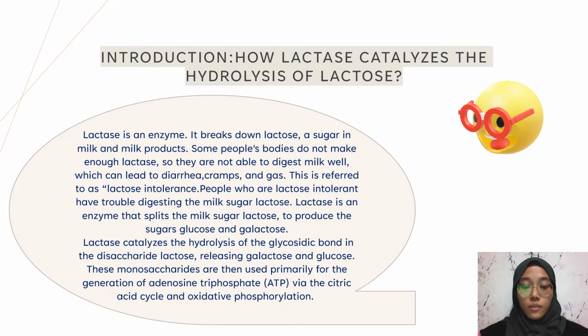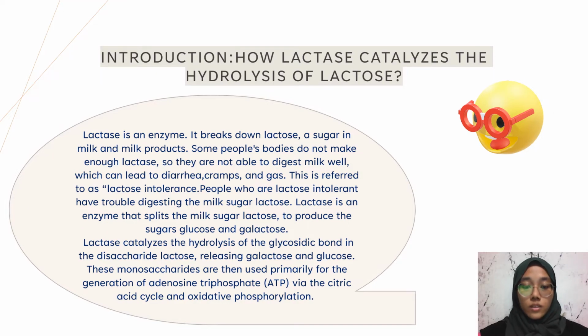Lactase is an enzyme that splits the milk sugar lactose to produce the sugars glucose and galactose. Lactase catalyzes the hydrolysis of the glycosidic bond in the disaccharide lactose, releasing galactose and glucose. These monosaccharides are then used primarily for the generation of adenosine triphosphate (ATP) via the citric acid cycle and oxidative phosphorylation.